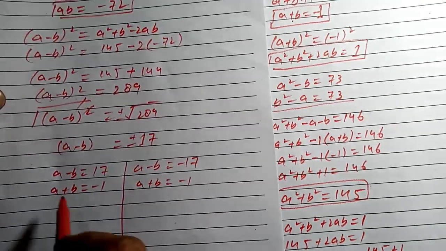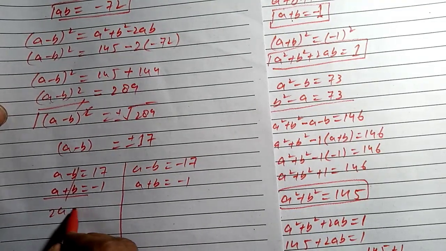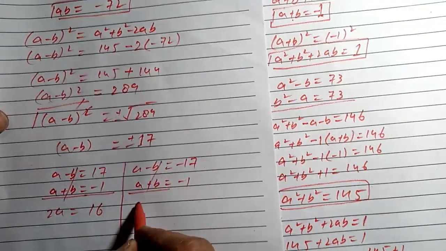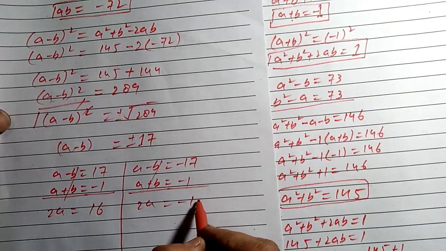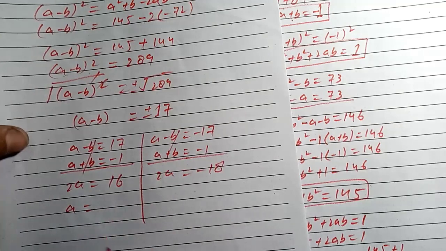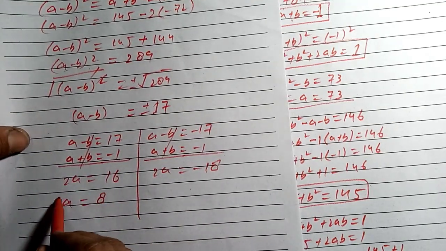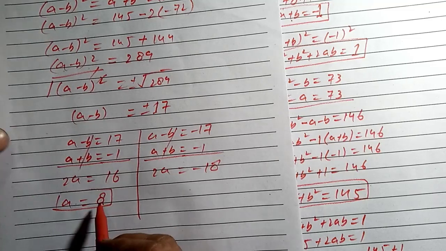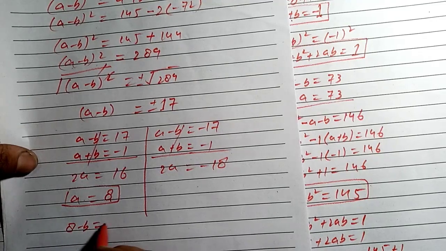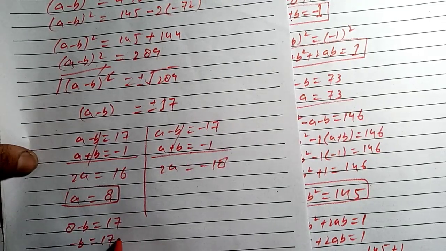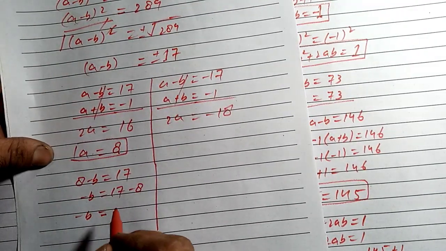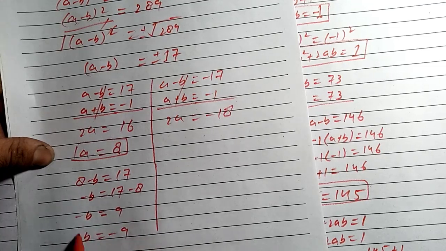If we add these two, we can get 2a, which is equal to 16, and if we add the other two, we can get 2a, which is equal to minus 18. So if we divide by 2 on both sides, we can get a, which is equal to 8 here. Now if we put the value of a in this equation, we can get the value of b. So 8 minus b is equal to 17, and minus b is equal to 17 minus 8. So minus b is equivalent to 9, and b is equal to minus 9.